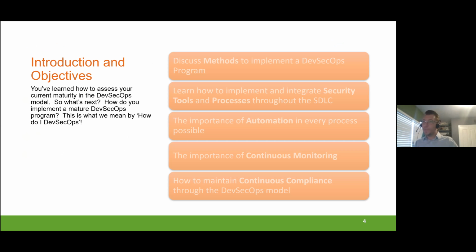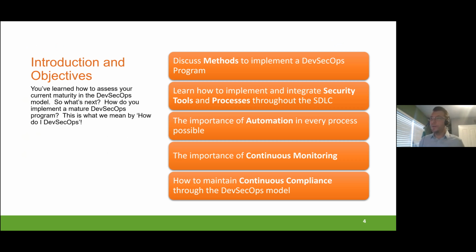So, we've got some objectives that we're trying to cover here. Now that we've learned how to assess our current maturity in DevSecOps in the model, how do you implement the things that you've learned, and how do you implement the proper people, processes, and tools to create a mature DevSecOps program?